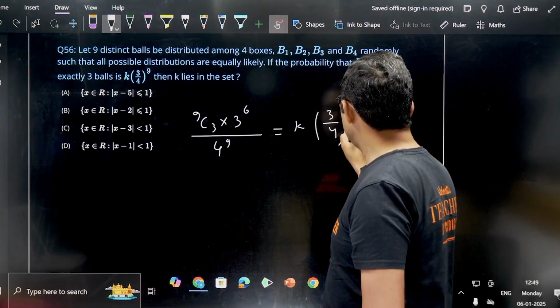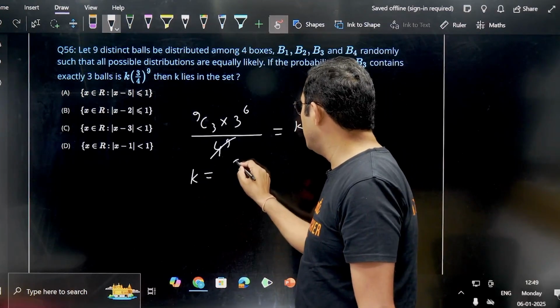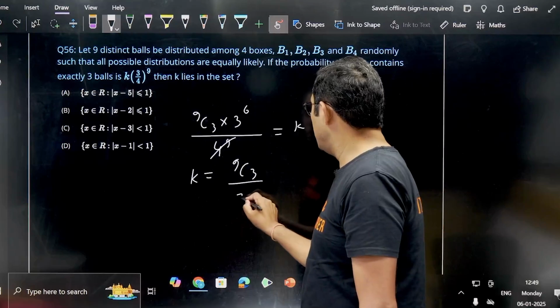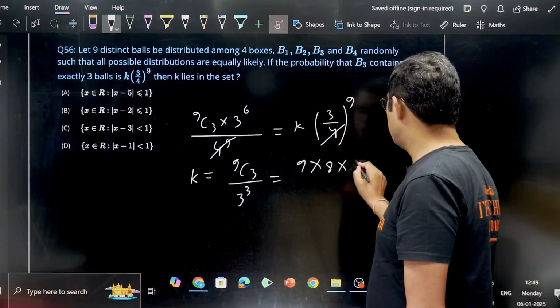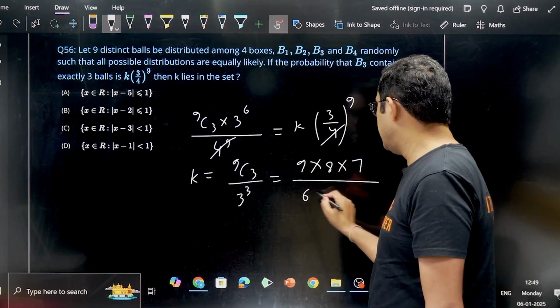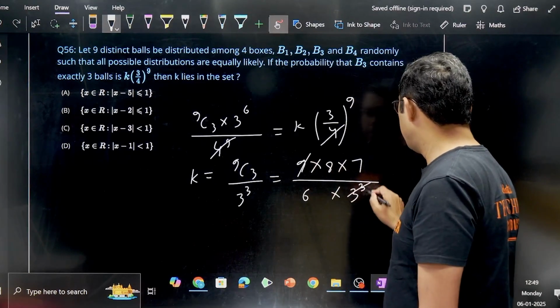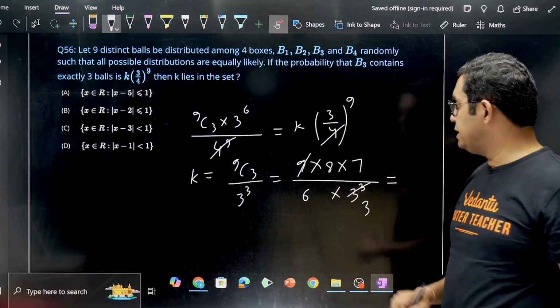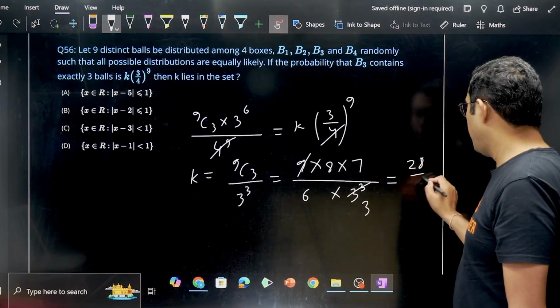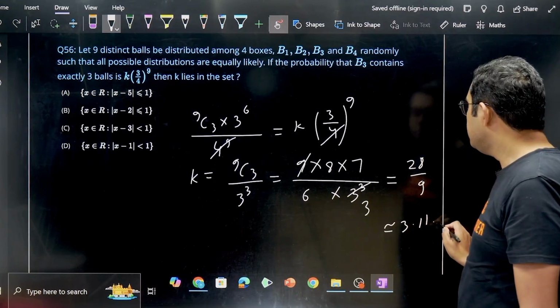So here you can see 4^9 is getting cancelled. We are getting k equal to 9C3 upon 3^3. 9C3 is 9 into 8 into 7 upon 3 factorial, that is 6, and the additional 3^3, that is 27. 9 will cancel 3 times, so we are getting 8 into 7 is 56, so 28 upon 9, which is almost 3, actually 3.111.